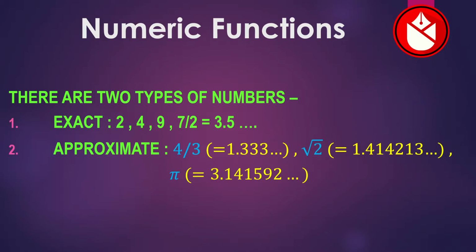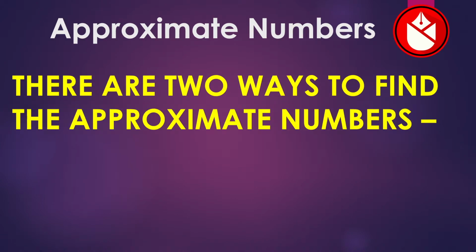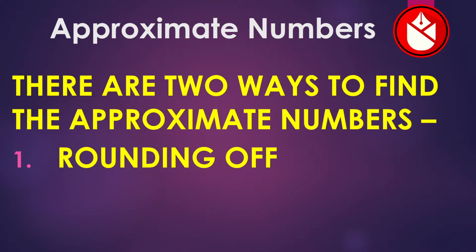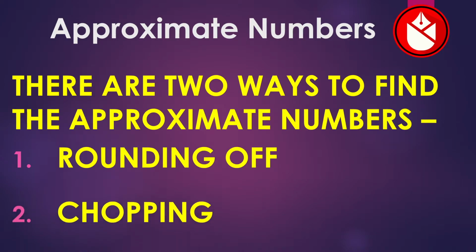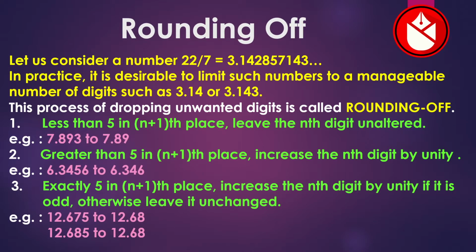So what are approximate numbers? Such as pi, which is equal to 3.141592, that is also an approximate number. There are two ways to find the approximate numbers. Number one is rounding off, and the second one is chopping. So let us consider a number 22 by 7. That is equal to 3.142857143, that means never ending.